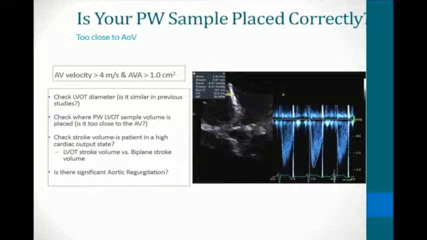So how can you tell if your pulse wave sample is too close to the aortic valve? If you have a high velocity across the aortic valve but a large aortic valve area, your pulse wave sample may be too close to the aortic valve. Some things to check on your echo are the accuracy of the LVOT diameter. Another is to look at the overall hemodynamics of the patient. Was there significant aortic regurgitation, or is the patient in a high output state? If none applies, the pulse wave sample is too close.